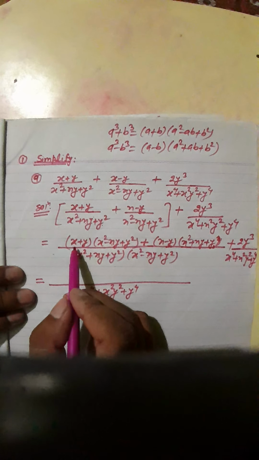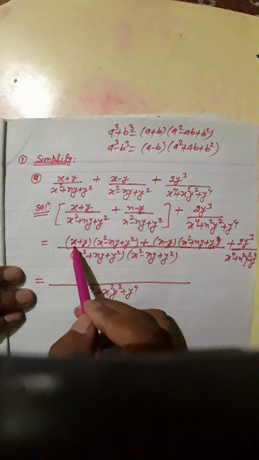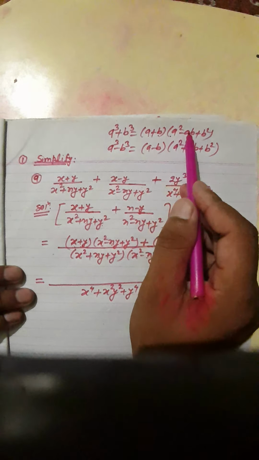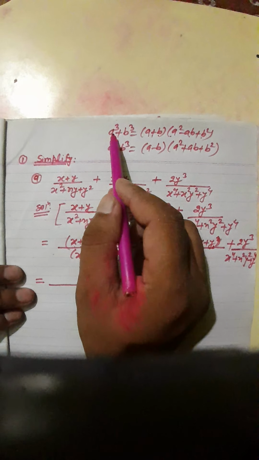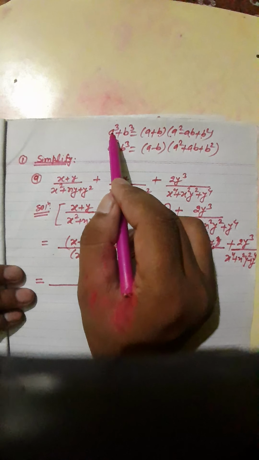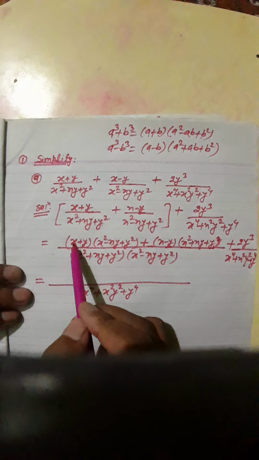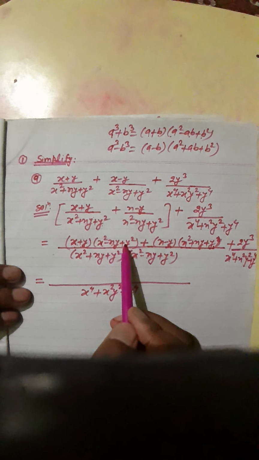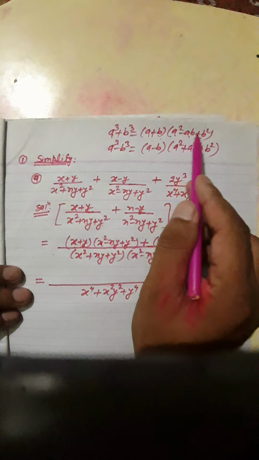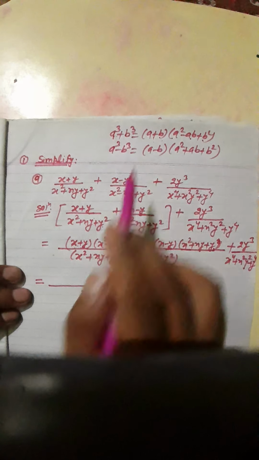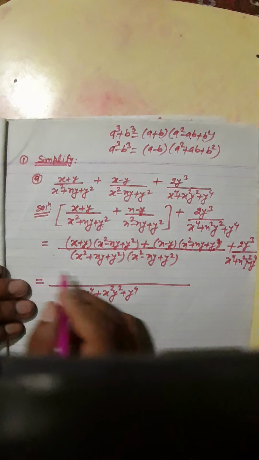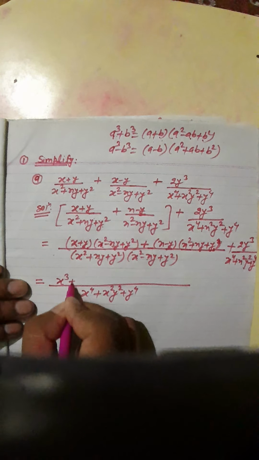So here you can see a plus b into a square minus ab plus b square is related to this question. If the expression is in this form, then we can write it in factorized form, and if it is in factorized form, then we can write it like this, a cube plus b cube. So here x plus y into x square minus xy plus y square is equal to x cube plus y cube. So a plus b into a square minus ab plus b square gives a cube plus b cube, and here we can write x cube plus y cube.